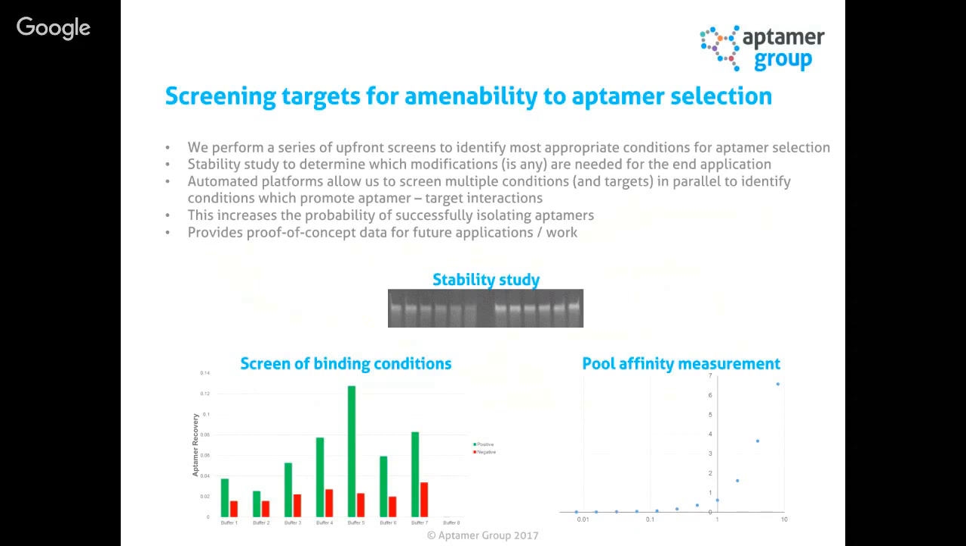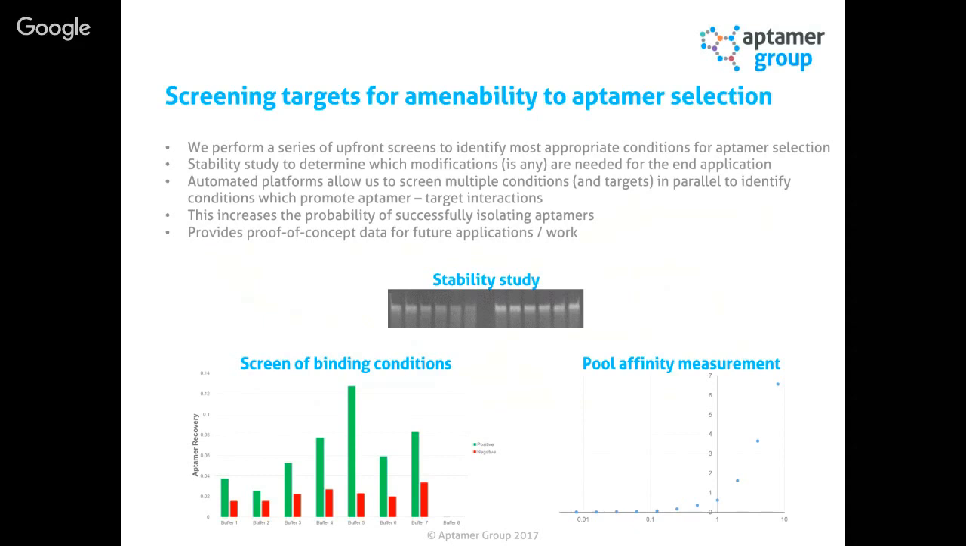So just by carrying out this very simple experiment, we can say to a customer, you need a modified aptamer, whereas this customer here doesn't need one. So that's your first port of call and first piece of information that you'll get. The next piece of information is critical to getting the aptamer selections to work properly.